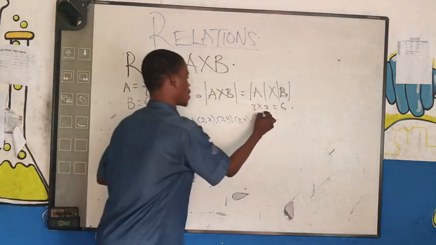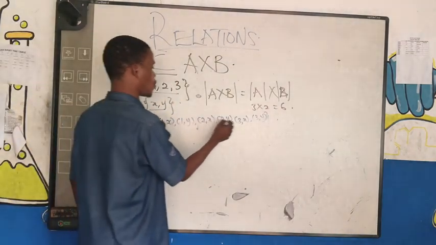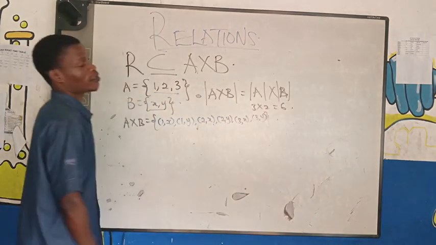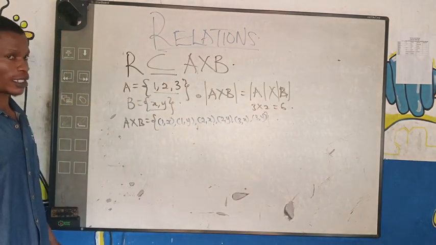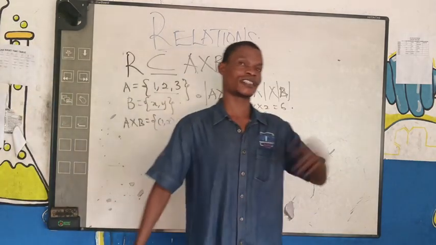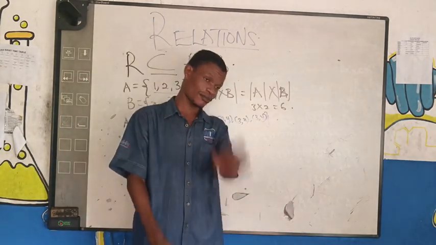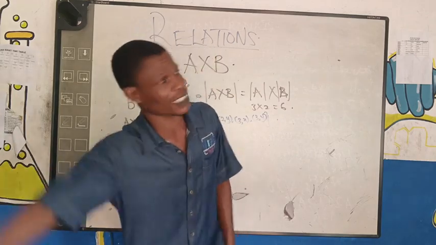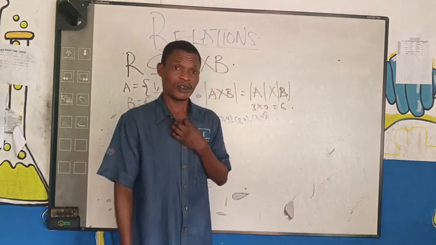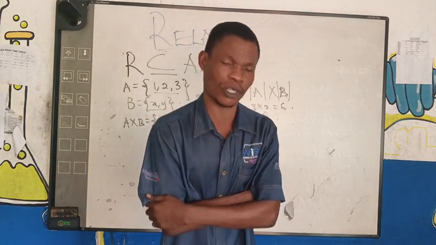So let me put this in a bracket. So that is it. How many elements do we have? 1, 2, 3, 4, 5, 6. That's what we said, 3 cross 2. So note that for free: if someone asks you the cardinality of one set is 3 and the cardinality of another set is 2, you can ask, how many elements will be in the Cartesian product? In the Cartesian product, not the relation.